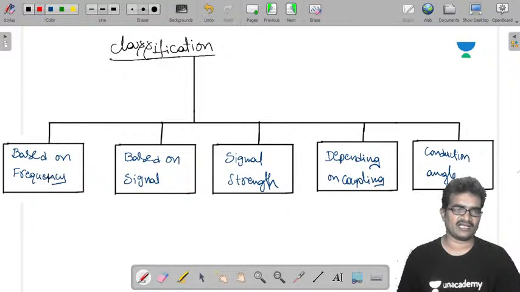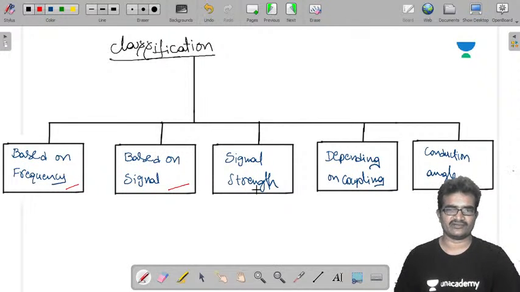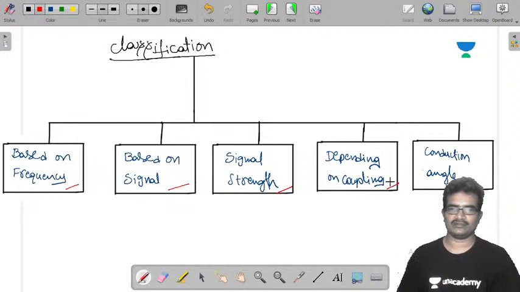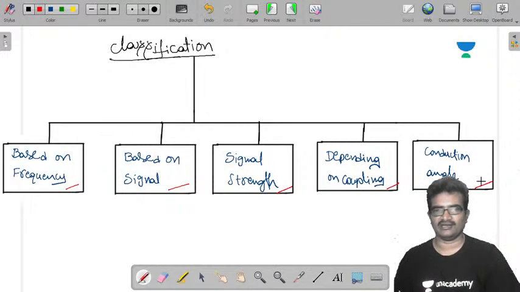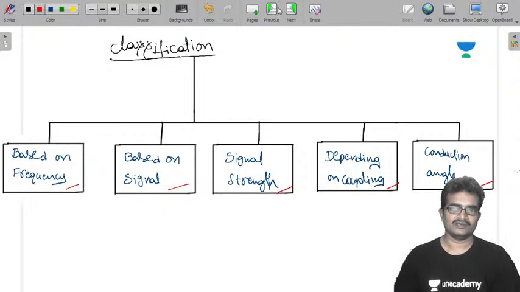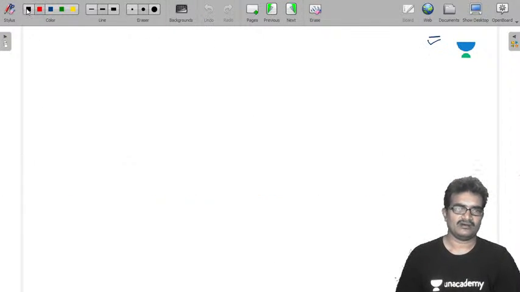Based on frequency we can classify, based on signal strength we can classify, depending on coupling, how they are coupled to one another or to the load, and based on conduction angle we can classify. Like that we can perform the classification. Now I am going one after another. The first one is based on frequency.